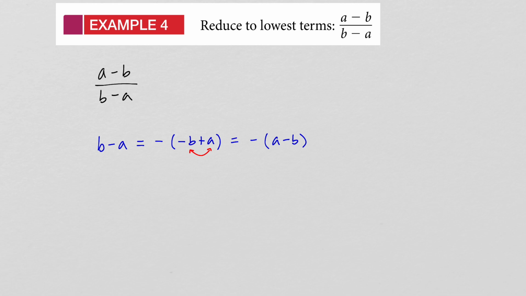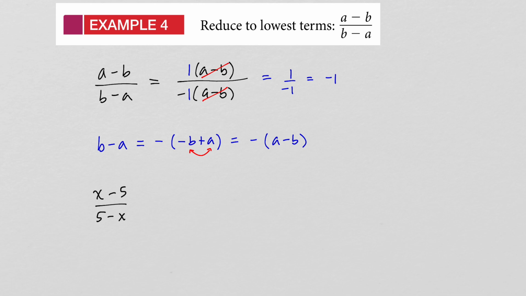And what I can do then, in the denominator here, I can rewrite b minus a as negative a minus b. And then on top, I already have an a minus b, and I'll put that in parentheses. And let's remember that a negative is really like negative 1, and there's a positive 1 here. And so when these cancel out, what I have left over is basically 1 divided by negative 1, which is negative 1.